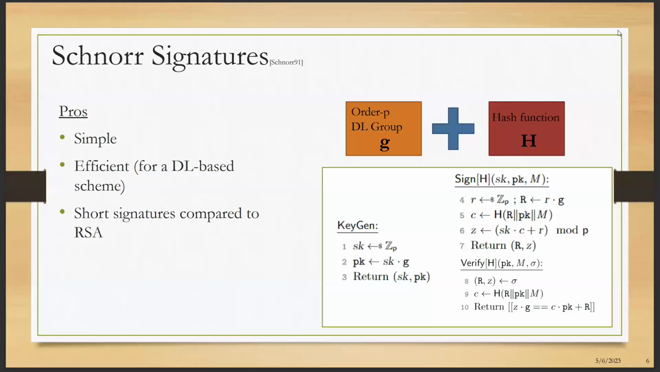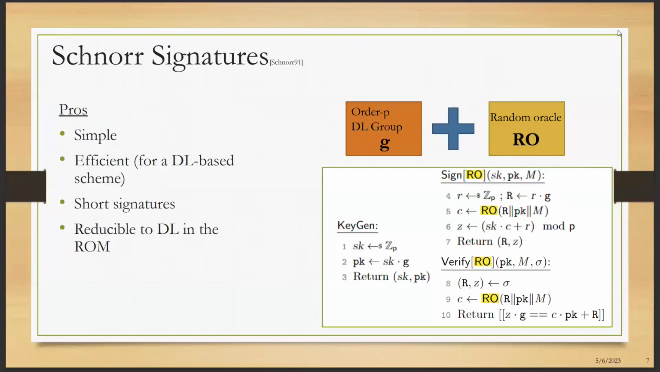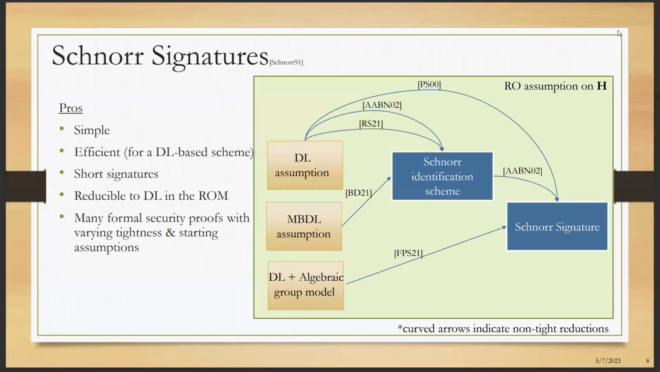Schnorr signatures have been pretty prominent in the literature because they're simple, they're efficient, they're relatively straightforward for a discrete log-based scheme, and they're reducible to the discrete logarithm problem, as long as you're willing to assume that the hash function H can be modeled as a random oracle, basically a public random function. In addition to the initial Schnorr security proof, there have been a number of more recent results that have improved the bounds and basically validated Schnorr for shorter and shorter parameters.